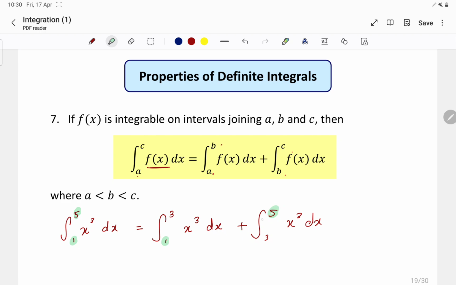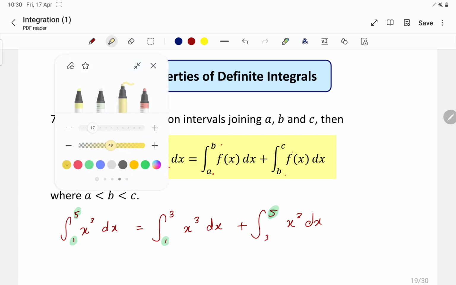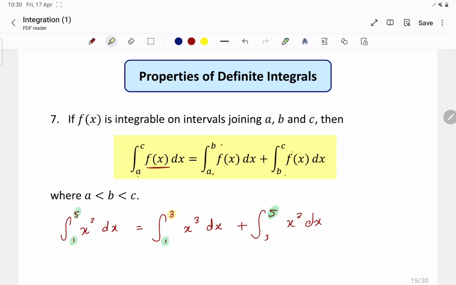So you must start with 1 and finish with 5, but the value in the middle should be the same, which is b. If you have a to b and b to c, then b is in the middle. So if a is 1 and c is 5, b can be any value between this range. This one also has to follow the type of question.